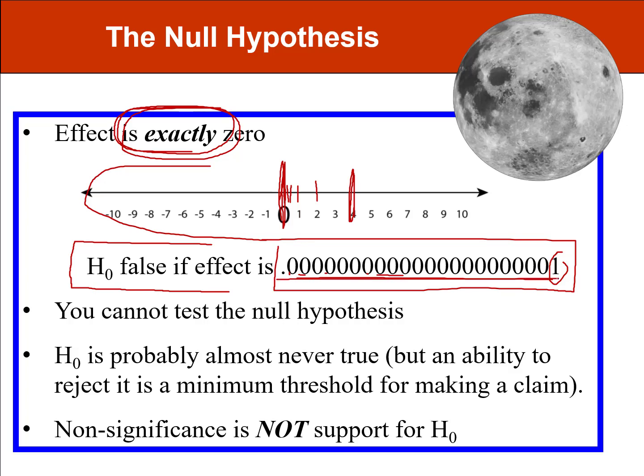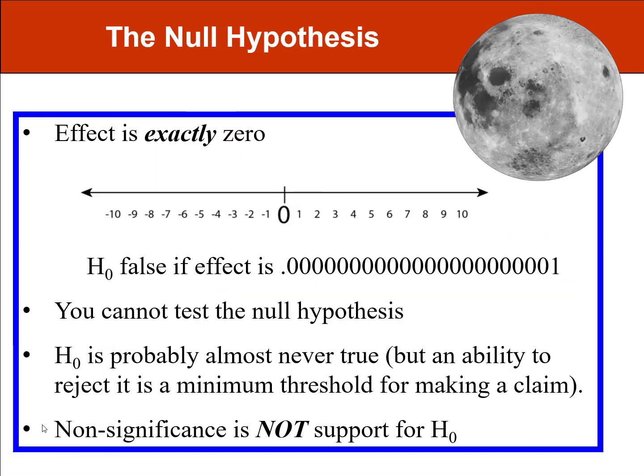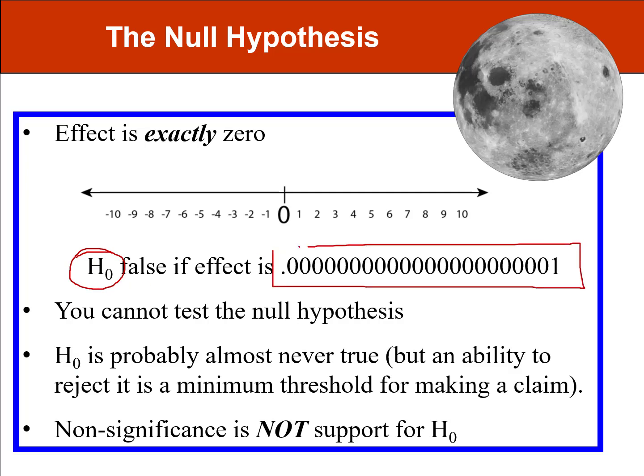But note that value there, that is not zero. So if this is our effect, if it's 0.0000, a whole bunch of zeros, 1, then the null hypothesis is false. That effect is not exactly precisely 0. It's not that infinitesimally small point on a number line of exactly 0. And if the true population parameter is not that infinitesimally small point of 0 on a number line, then your null hypothesis is false. So even if your effect is an incredibly small value, if it's not 0, then the null hypothesis is false.